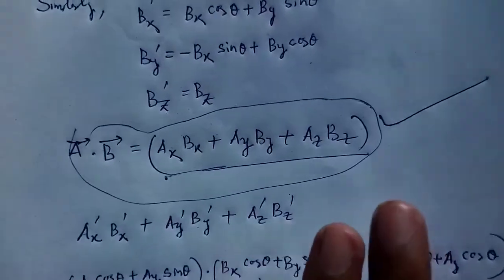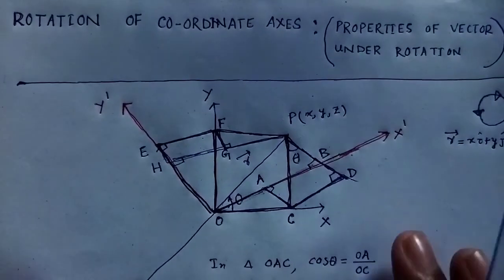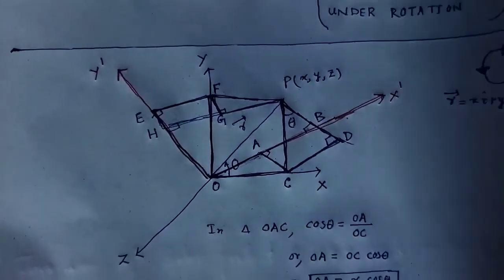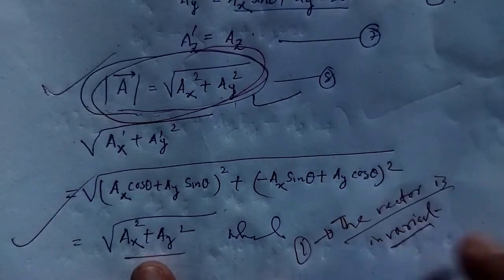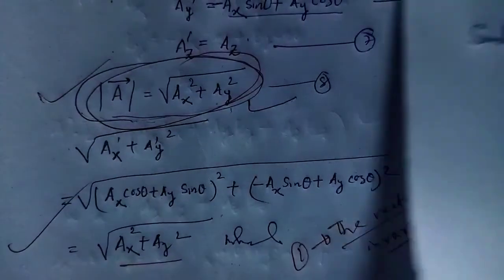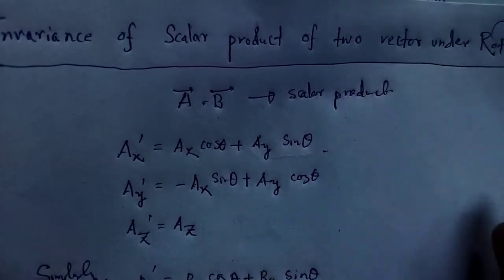So with the help of this video lecture, we have studied the rotation of coordinate axes, that is, the properties of a vector under rotation. We can easily prove how the invariance of a vector occurs, and again prove the invariance of the scalar product of two vectors under rotation.